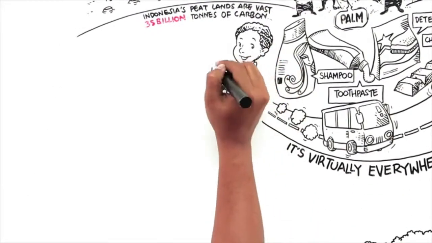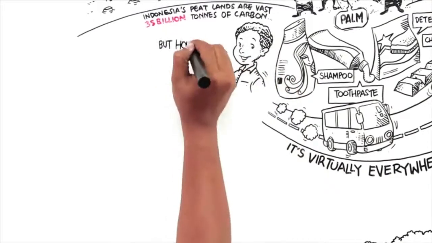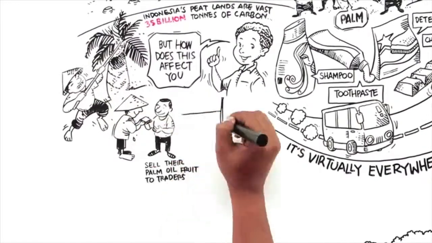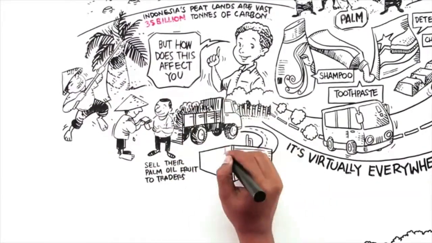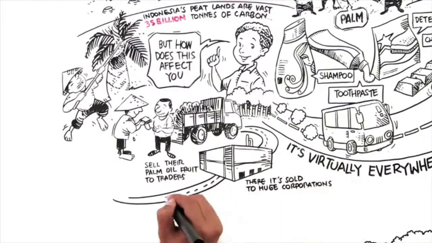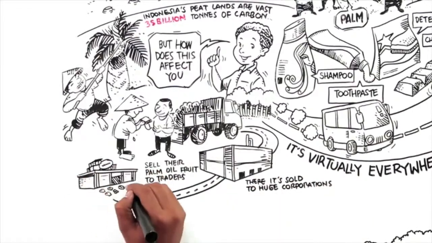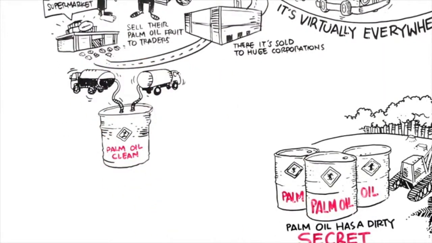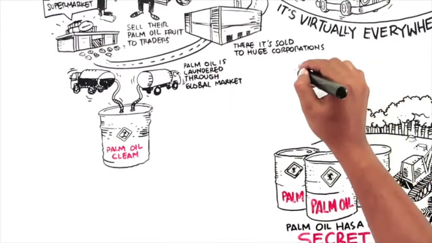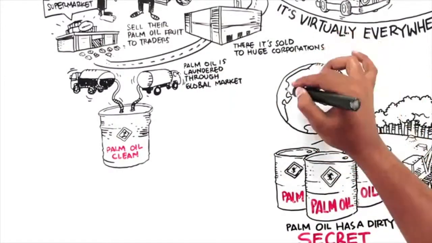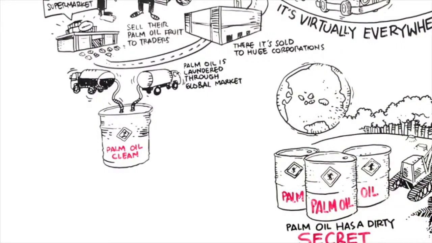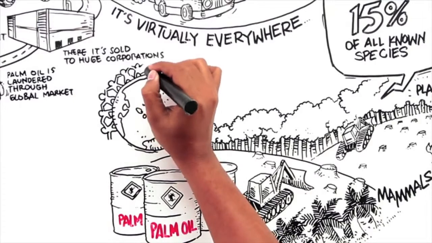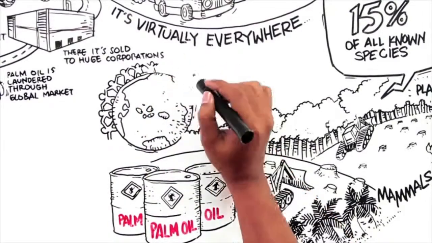So that's what we risk if forests are destroyed. But how does this affect you? Palm oil plantations sell their palm oil fruit to traders. From there, it's sold to huge corporations that make products we find on our supermarket shelves. This is how dirty palm oil is laundered through global markets. But tiger and forest-friendly palm oil is possible. The world's biggest trader has already committed to sustainable palm oil, and other big brands are following suit by cleaning up their supply chains.